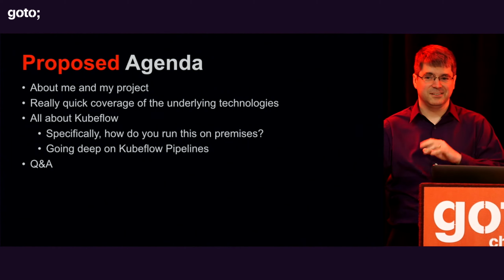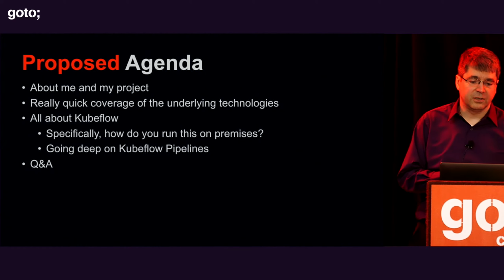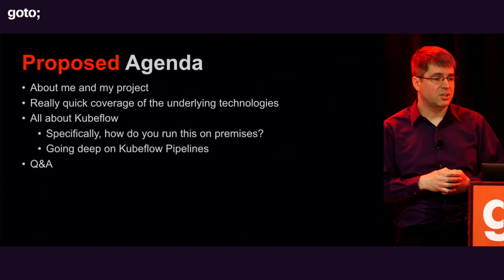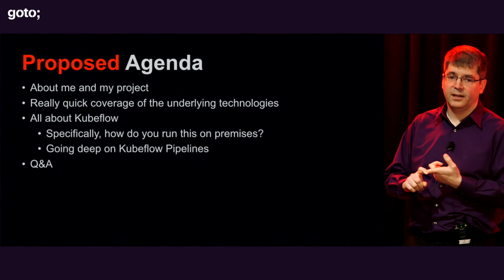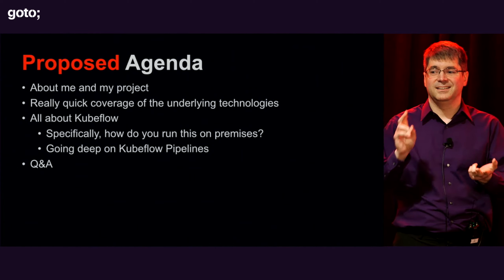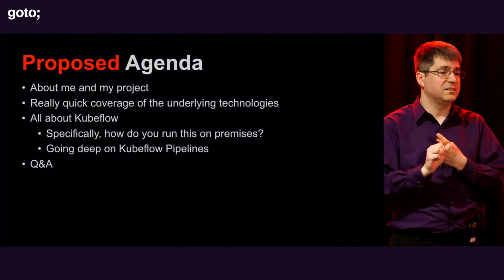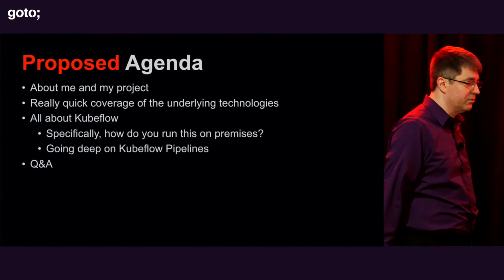Now I've talked to you and gotten a sense of where the room's at. And then we'll talk all about Kubeflow. Specifically, how do you run this on-premise? So not in the public cloud, not on Google Cloud, which is where Kubeflow most likes to run since it is Google technology, not Amazon Cloud, not Azure, but basically your own Kubernetes instance. That will be the core focus of this.